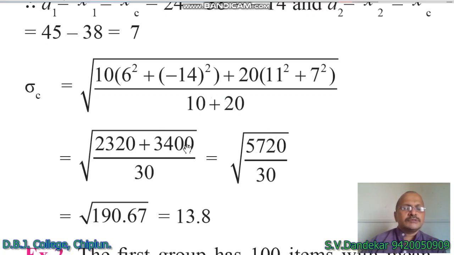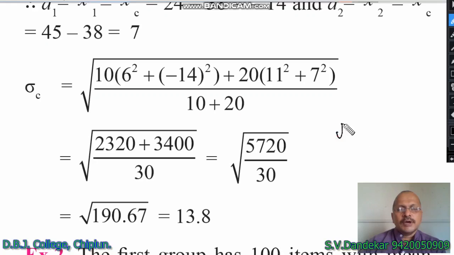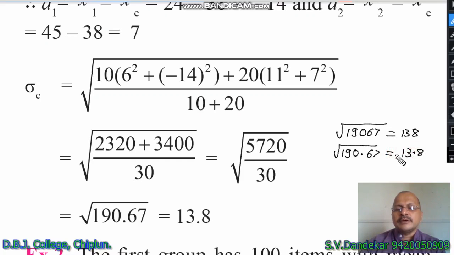This calculation gives us the answer square root of 190.67. Now here we have been given the value square root of 19067 is equal to 138. This value is provided in the data and therefore we can use it. Square root of 190.67, I have shifted two decimals towards left, so in the square root only one decimal place I have to shift, 13.8.